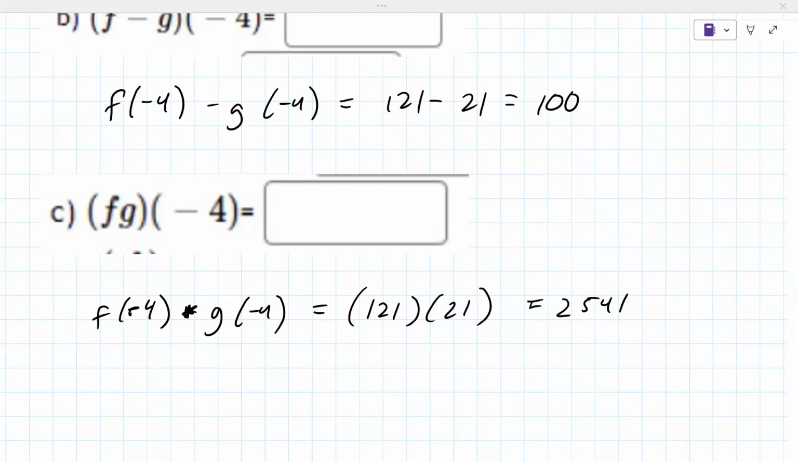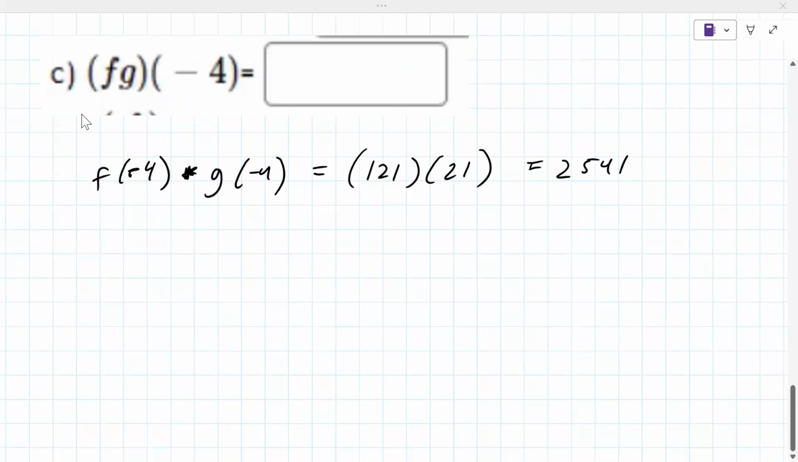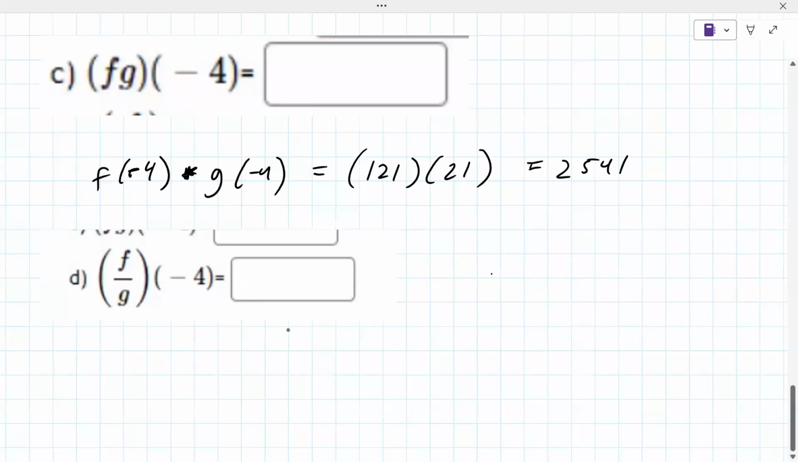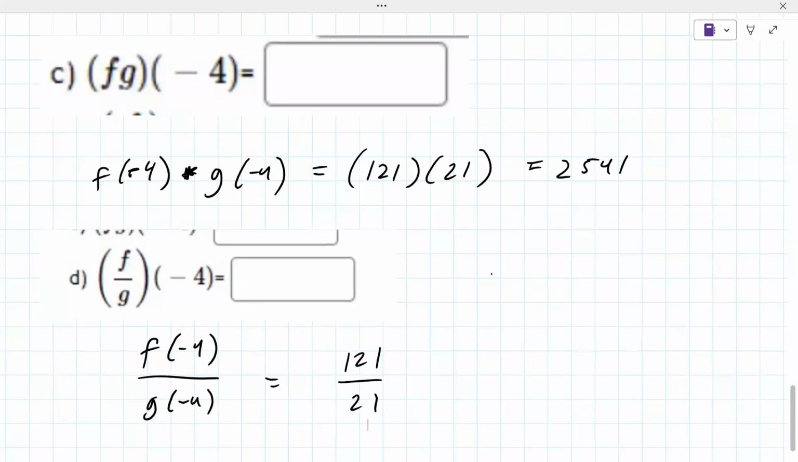And then the last one there, dividing. Let me get my snipping tool. All right, there it is. Part D is division here, f of negative 4 over g of negative 4. Just make sure you get them in the right order. 121 over 21. I don't think this reduces. I think 121 is a prime number. Yeah, this is the final answer, 121 over 21.